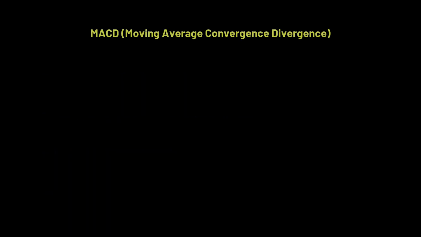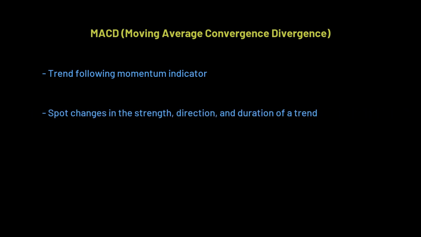Next is moving average convergence divergence. This is a trend-following momentum indicator. It is used to spot changes in the strength, direction, momentum, and duration of a trend. It consists of two moving averages, a shorter and a longer one. These moving averages converge, diverge, or cross each other to signal buy or sell opportunities.